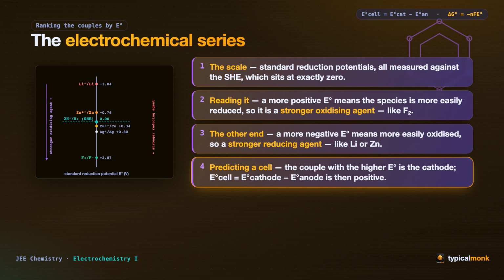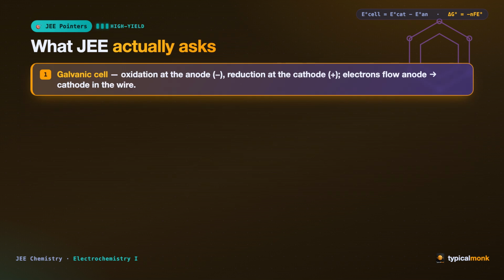Then E cell standard equals E cathode standard minus E anode standard comes out positive, and the cell is spontaneous. Now what JEE actually asks. 5 pointers. 1. In a galvanic cell, oxidation is at the anode, negative, reduction is at the cathode, positive, and electrons flow from anode to cathode in the wire.